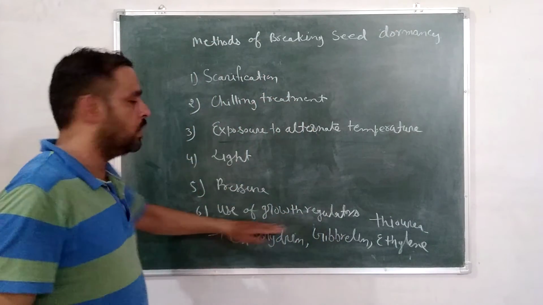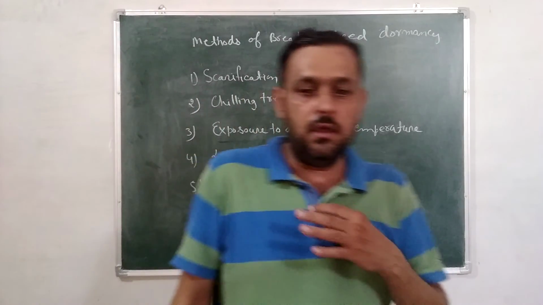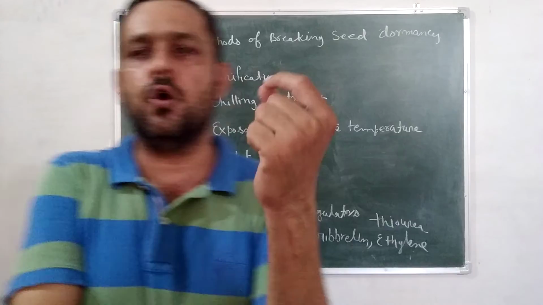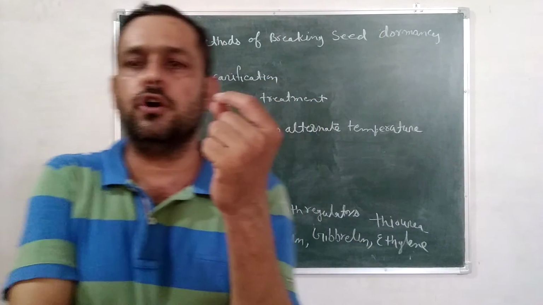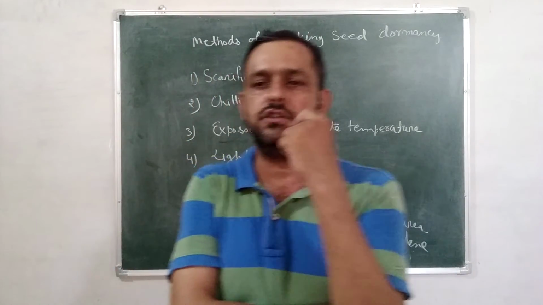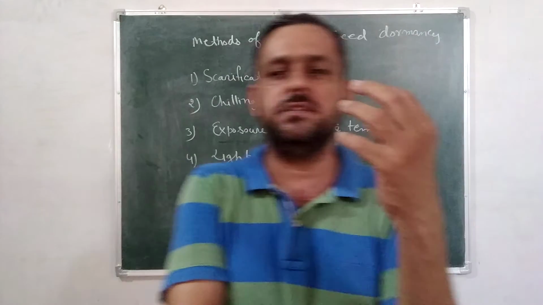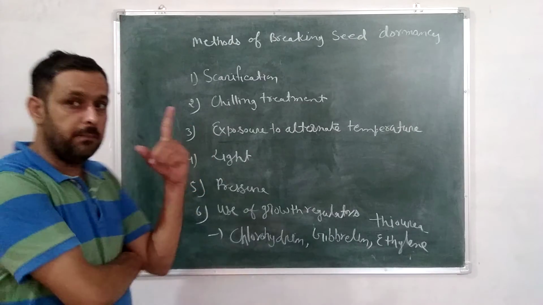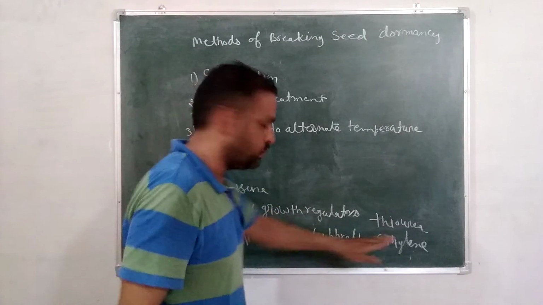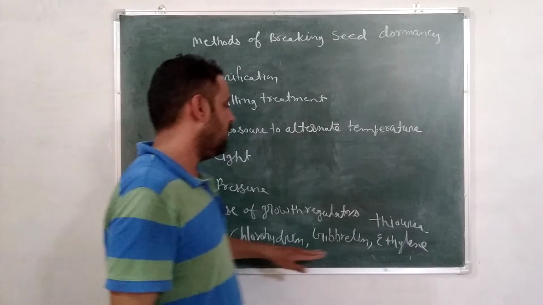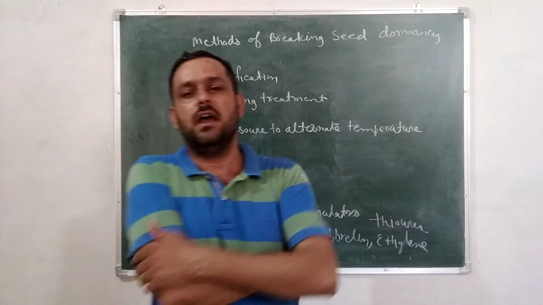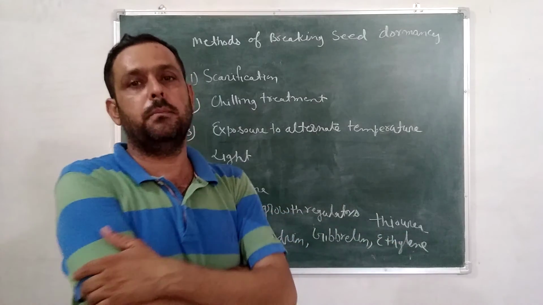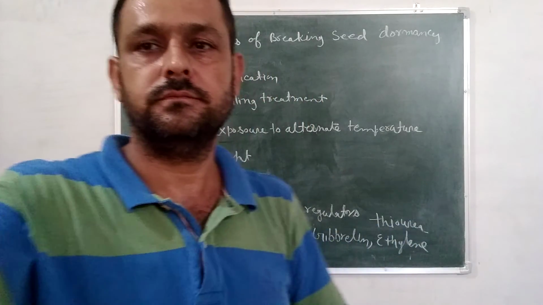And last, use of growth regulators. Those seeds whose dormancy needs cold treatment, a post-maturation period, or the presence of specific light, their dormancy can be broken by the use of growth regulators. Examples, remember them: thiourea, chlorohydrin, gibberellin and ethylene are the growth regulators which can break the dormancy.